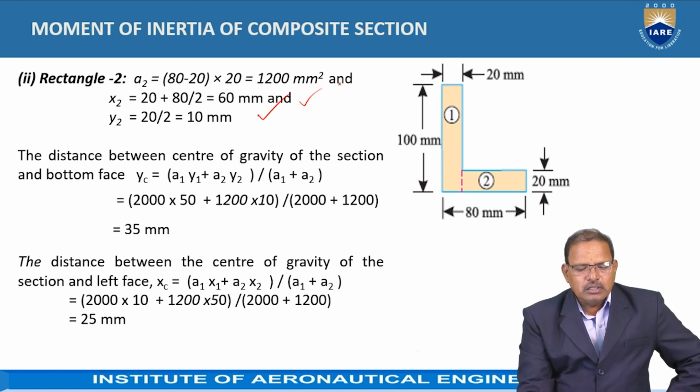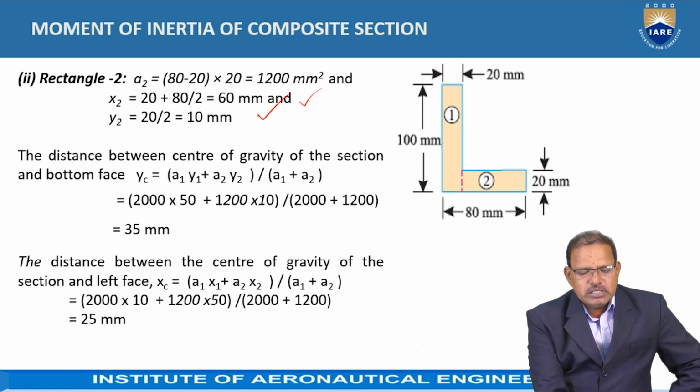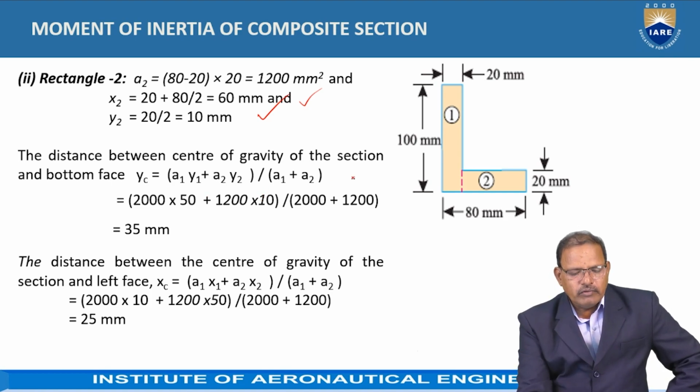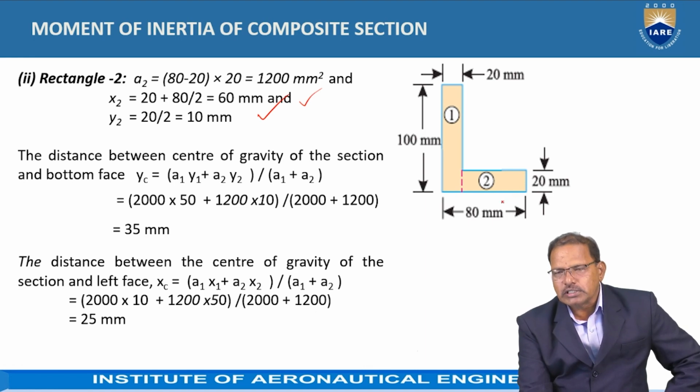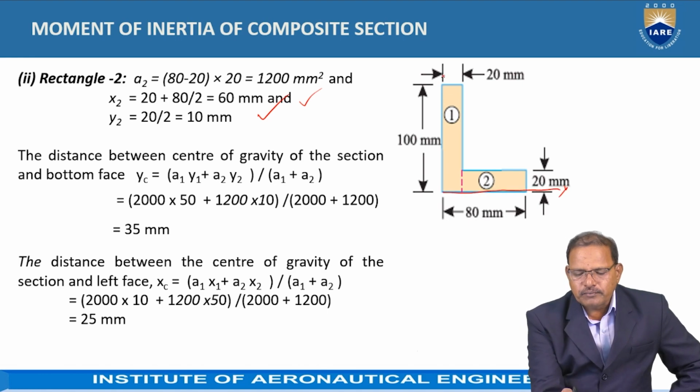Then the center of gravity of the composite section is obtained by using the relation yc is equal to a1y1 plus a2y2 divided by a1 plus a2, where yc is representing the position of the centroid of the composite section, a1 is representing the area of rectangle 1, and y1 is representing the position of its centroid, already we determined. A2 is the area of the second rectangle, and y2 is the position of its centroid with respect to the reference axis x and y now.